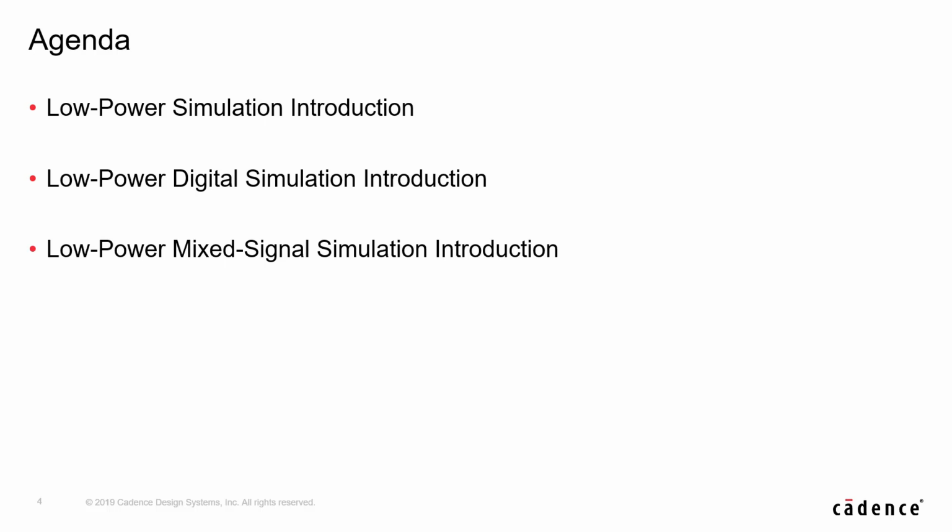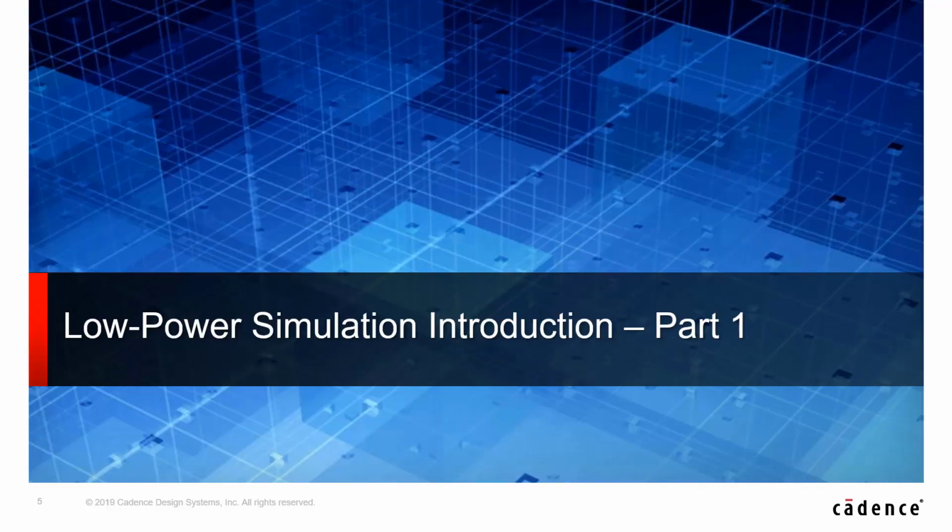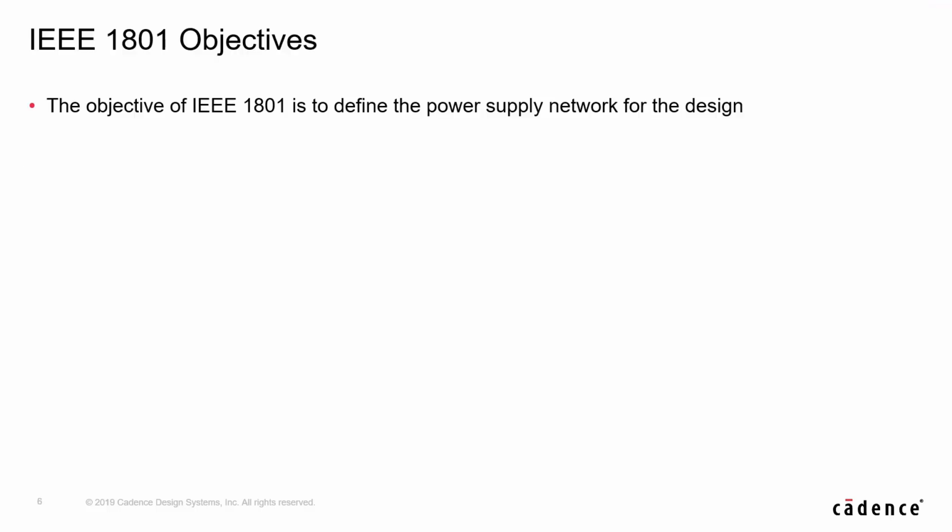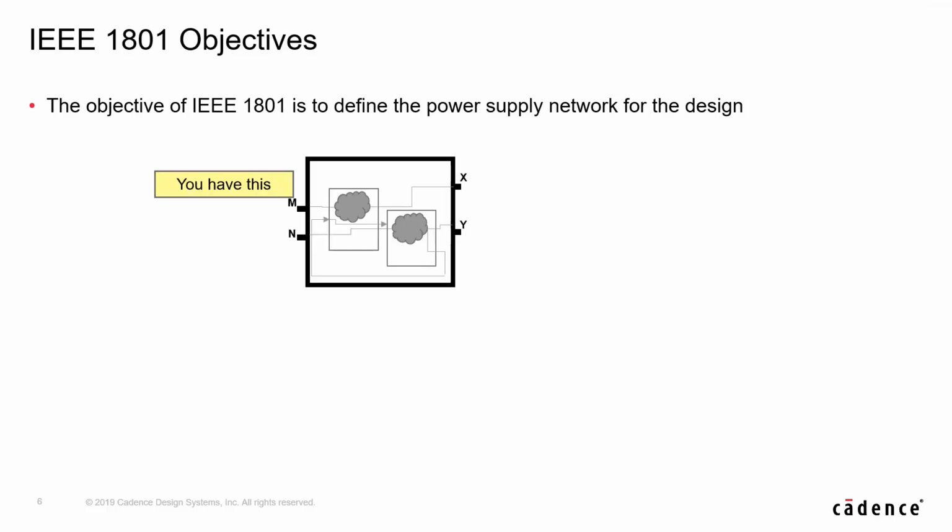After this long interruption, let's start. Let's start by reminding a little about what a low-power simulation is. The 1801 objective is really to define the power supply network for your design. Meaning that you had a design with a topology, with scopes, and so on and so forth, with ports, and you have verified it functionally.